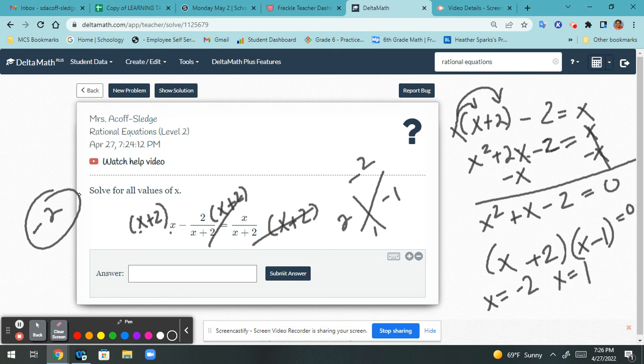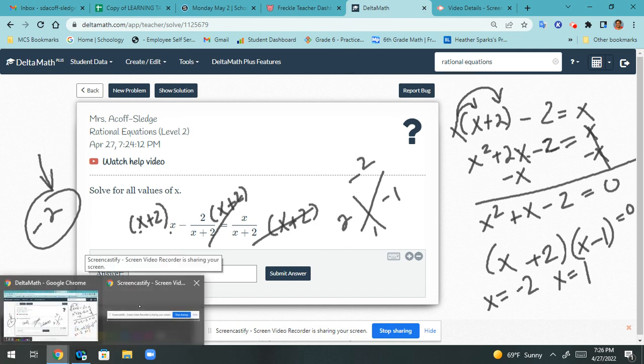Now let's look at our solutions. We already said we couldn't have a negative 2, because that would make that denominator 0. So that's extraneous. Okay, something crazy with me.